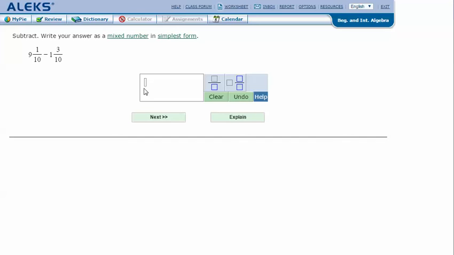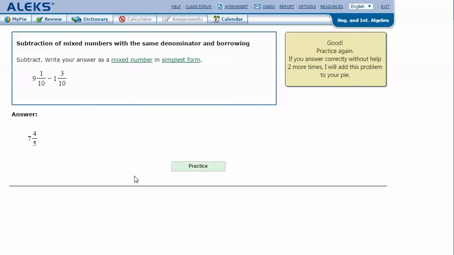In my ALEKS screen, I type in the answer that I got in my notes, 7 4/5, and click Next. And it says that I got the correct answer.